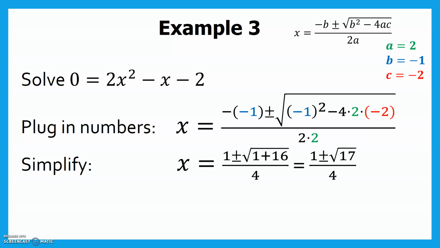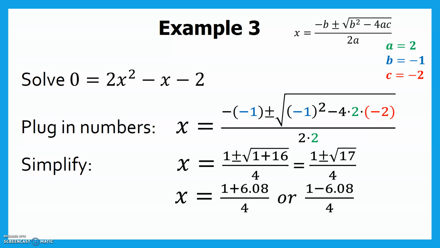And then I simplified just by adding what was under the square root to get 1 plus or minus the square root of 17 over 4. I break that into my two answers. 1 plus the square root of 17, which is 6.08, we're just going to use a calculator to find that, divided by 4. Or 1 minus 6.08 divided by 4. And when I do that math on the calculator, I get 1.77 or -1.27. So those are the zeros of the function. That's where it crosses the x-axis.